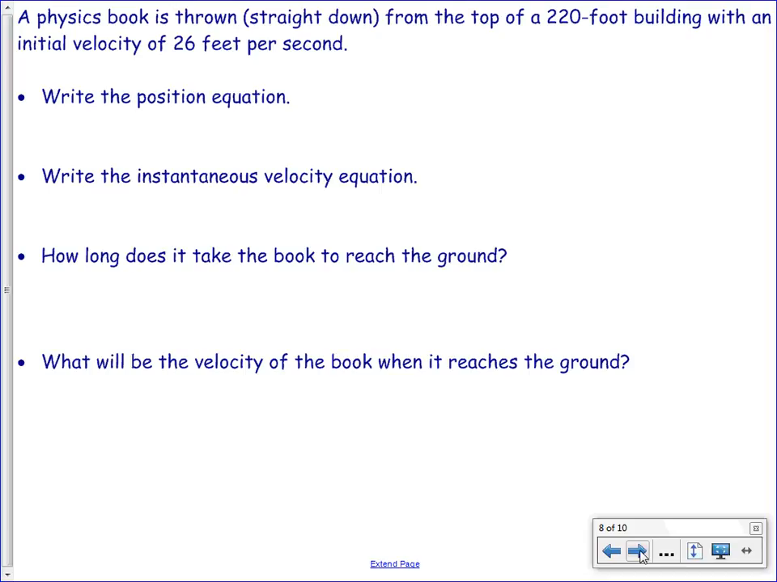So, I want you to think about this. If we are dropping a book, if we are throwing a book down, is our velocity positive or negative? Negative, because we are falling, right? So our initial velocity is negative 26 feet per second. What would be our initial height?